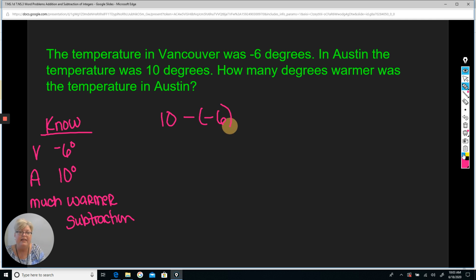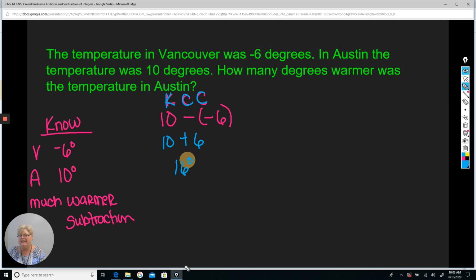And as you're looking at that, it's a minus problem again. So what we want to do is go ahead and do keep, change, change. I'm going to change the color of my marker to do the rule in a different color. So keep, change, change. I'm going to keep the 10. I'm going to change from minus to plus. In the second term, I'm going to change from -6 to +6, and that's going to give me 16 degrees.